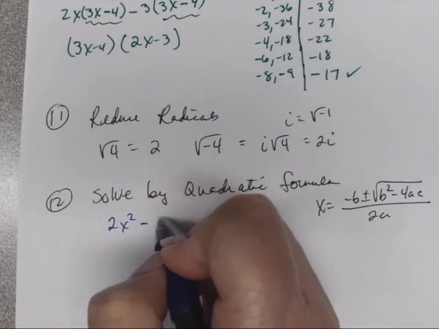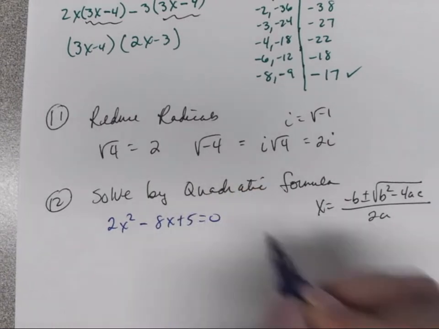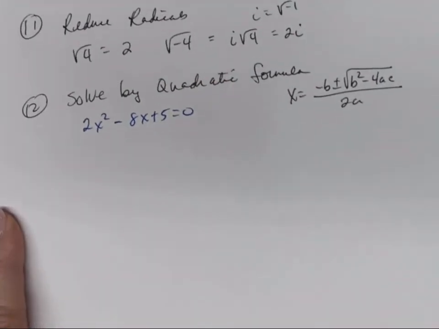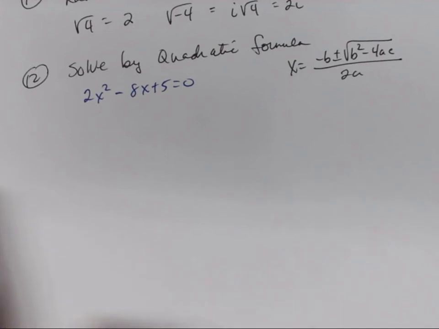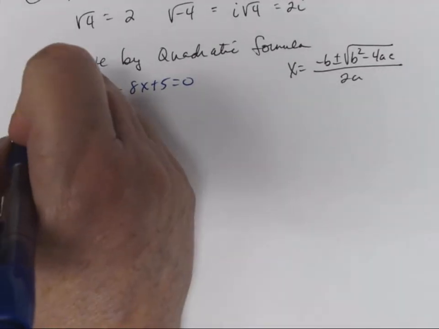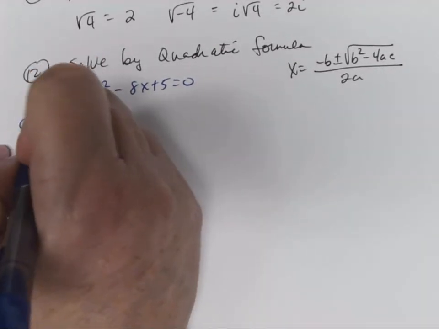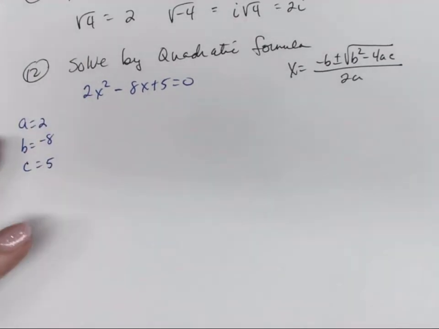So here is our problem. 2x squared minus 8x plus 5 is equal to 0. So we are looking at figuring out what a is, what b is, and what c is. So a equals 2, b equals negative 8, and c equals 5.